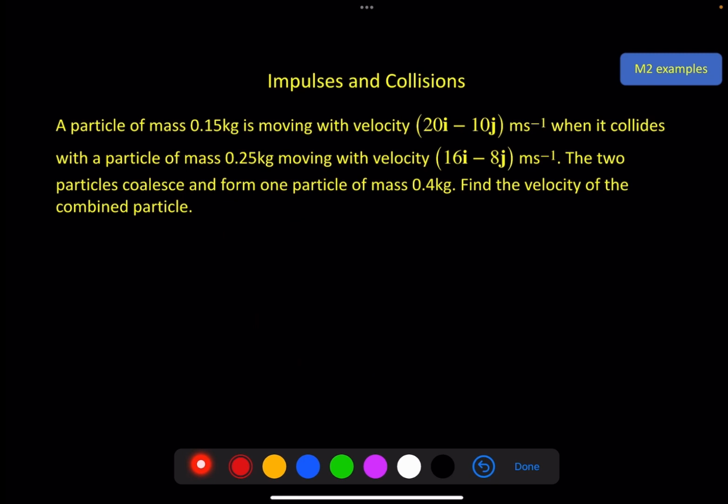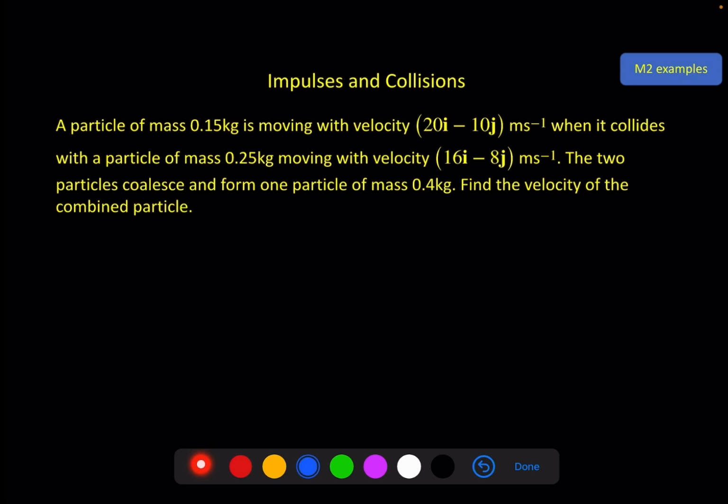Fourth and final example. A particle of mass 0.15 moving with this velocity collides with a particle of mass 0.25 moving with this velocity. The two particles coalesce, which means they squish together and form one particle, which of course has a mass combined, this plus this, 0.4. Find the velocity of the combined particle.